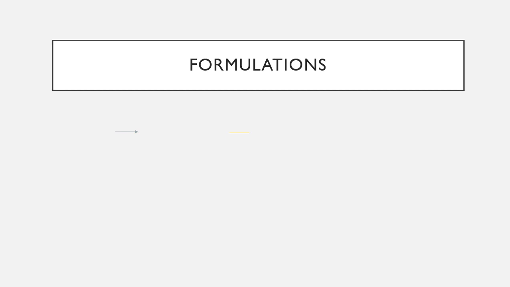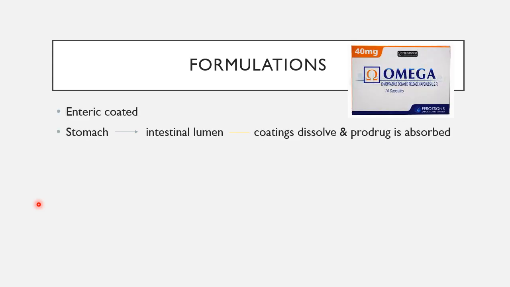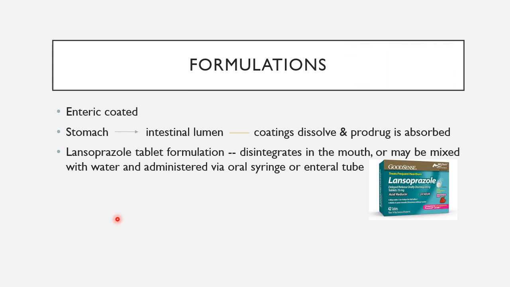So, different formulations of proton pump inhibitors are available in the market. Since these drugs are basic in nature and they degrade rapidly at low pH, enteric coated formulations are available to prevent acidic inactivation in the stomach, and after passing through the stomach they enter the alkaline intestinal lumen where the coatings dissolve and the prodrug is absorbed. Lansoprazole is also available in a tablet formulation that disintegrates in the mouth or may be mixed with water and administered via oral syringe or enteral tube.